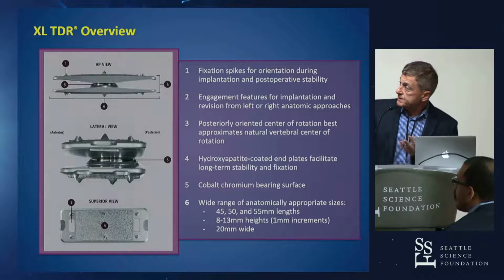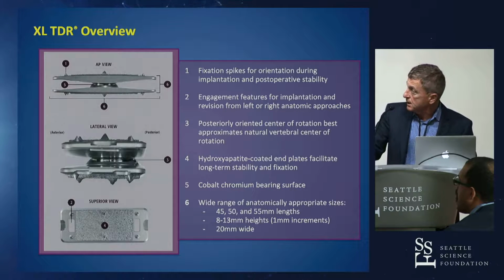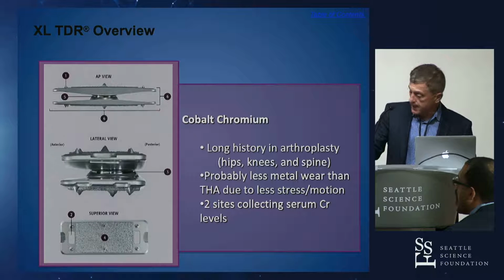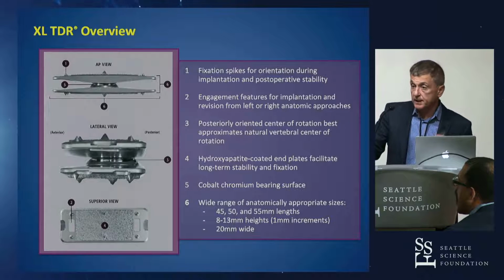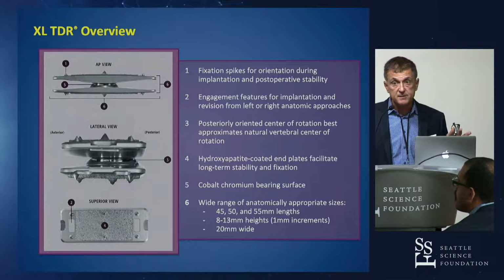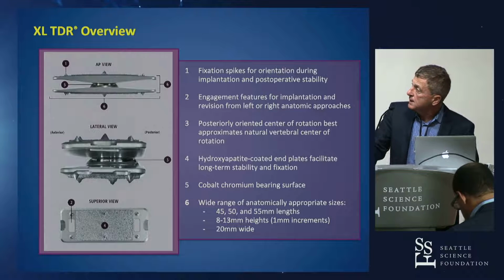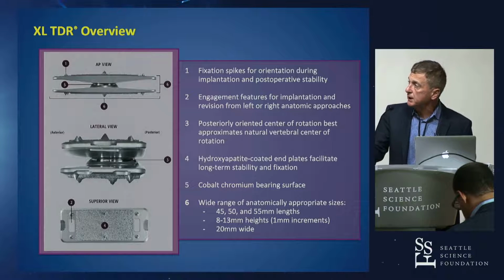The XLTDR, which is the lateral disc prosthesis that we use and has been used in the IDE study, is basically a ball and socket. It's metal on metal, and you heard from Dr. Ziegler earlier today about the concepts behind ball and socket as well as metal on metal. And it has fixation spikes, no keels.